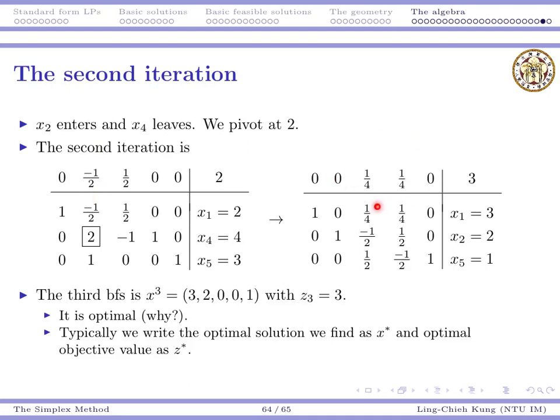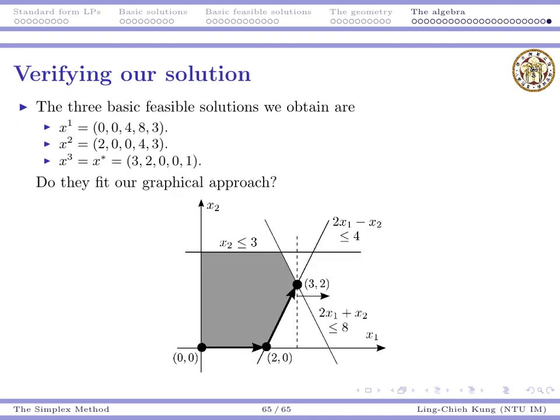As a convention, we write the optimal solution as x star and the optimal objective value as z star. So finally, the three basic feasible solutions we have passed go from the first one to the second one, and then stop at the last one. Again, we work with edges. We move along edges until we reach the optimal solution. So that fits our intuition.